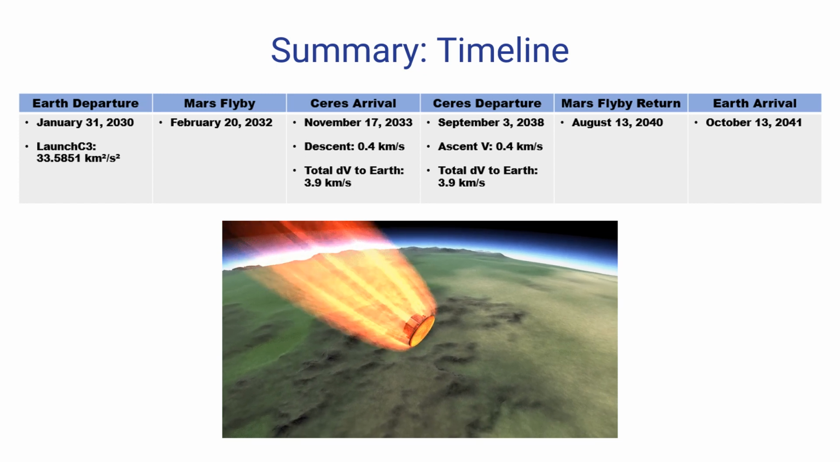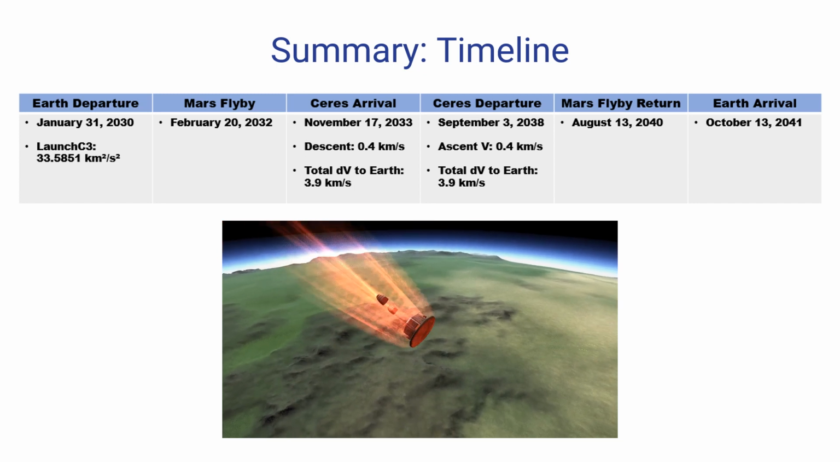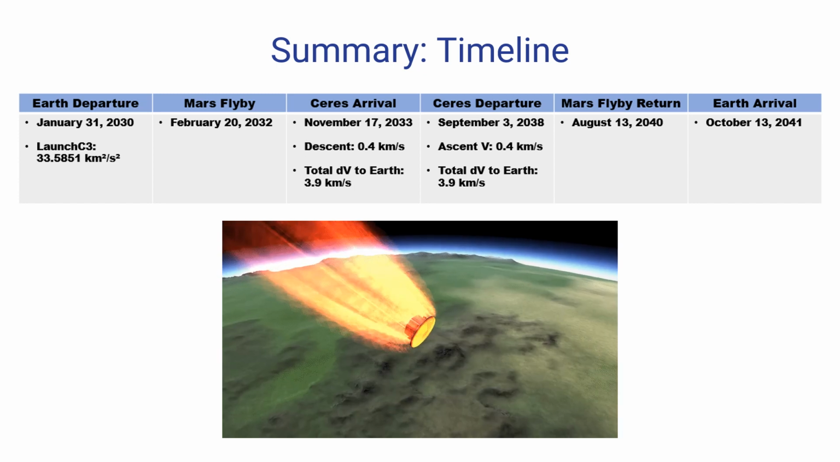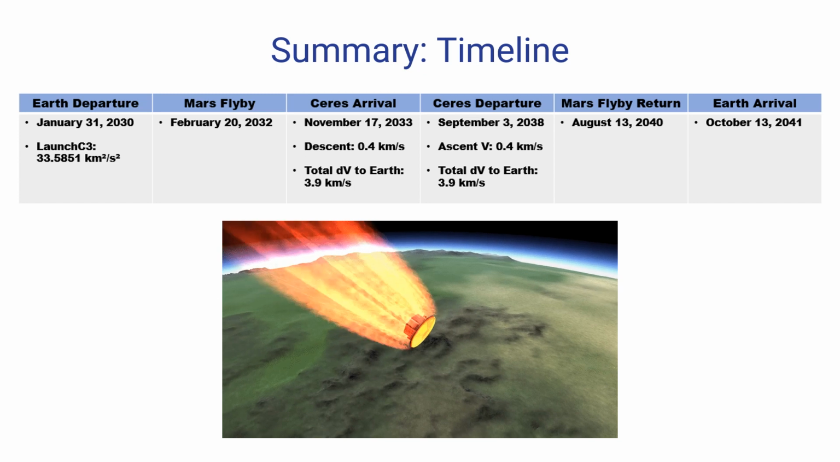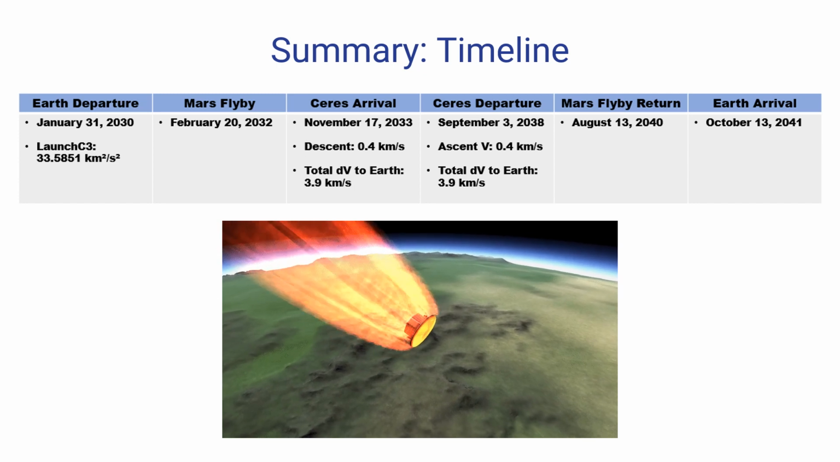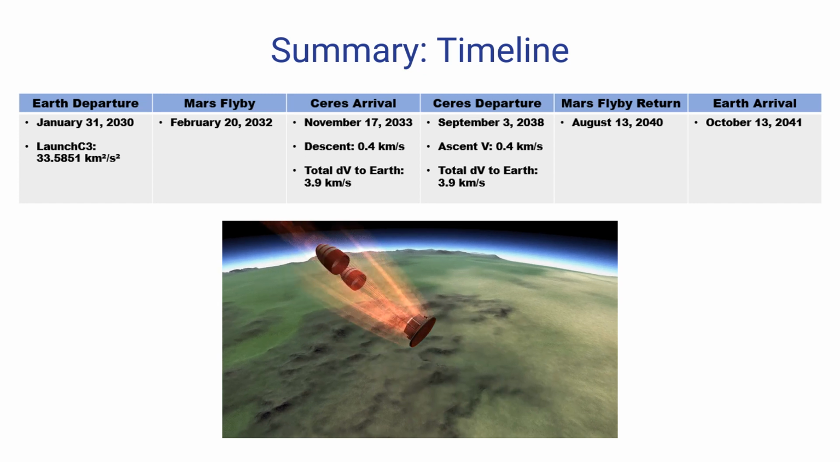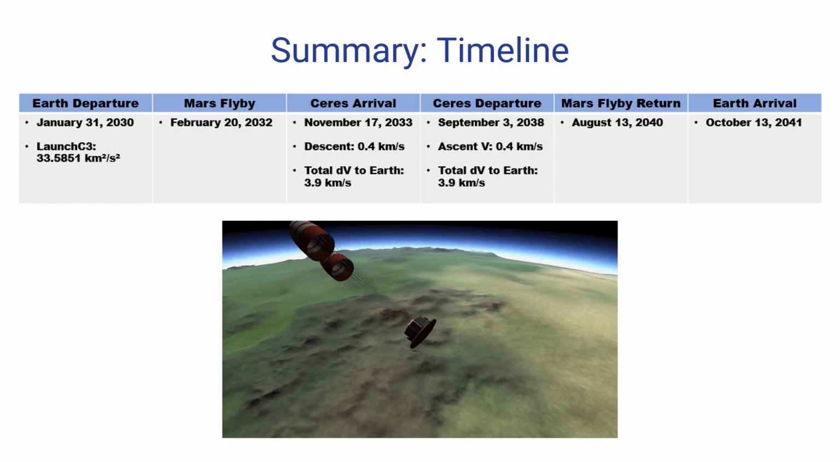We will perform a Mars flyby on February 20, 2032, arrive at Ceres on November 17, 2033, depart again on September 3, 2038, execute a second flyby with Mars on August 13, 2040, and return to Earth safely, samples on board, on October 13, 2041.